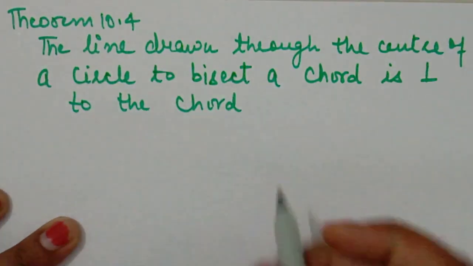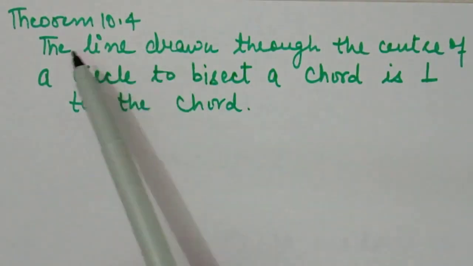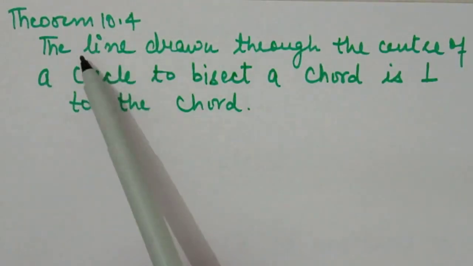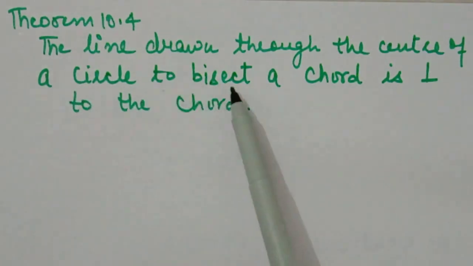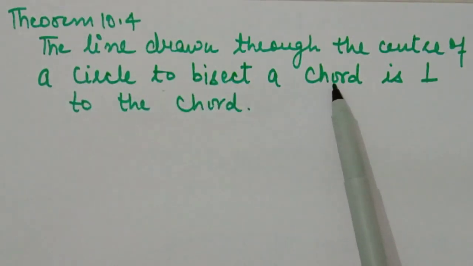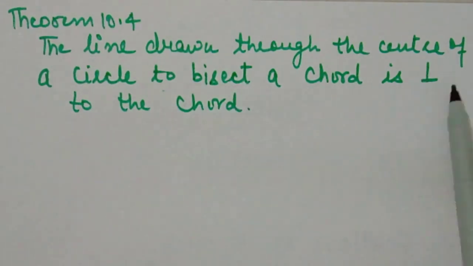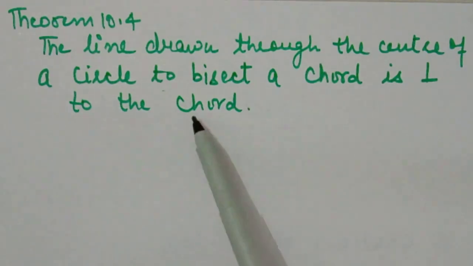Students, if you are paying attention here, it is clearly visible that according to this statement, the line is drawn through the center of the circle, and it bisects a chord. It means it is given to us that the line bisects the chord. We have to prove that it is perpendicular to the chord.